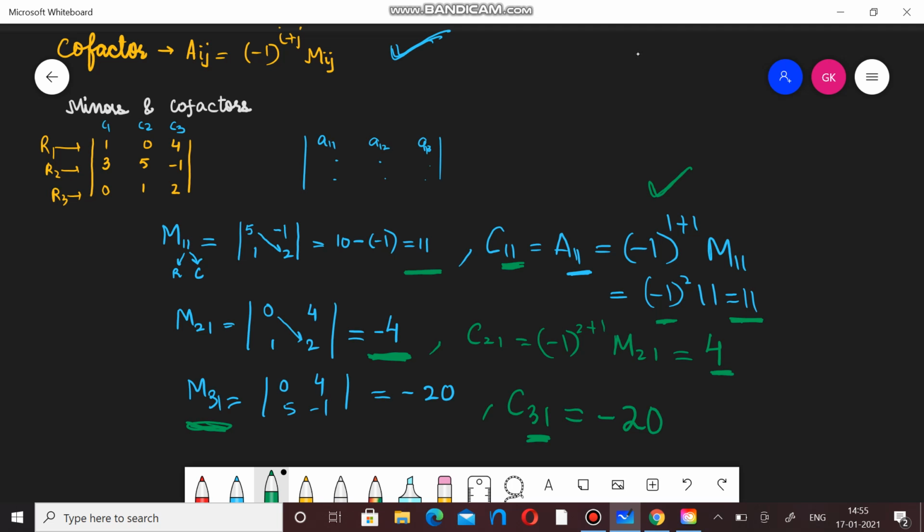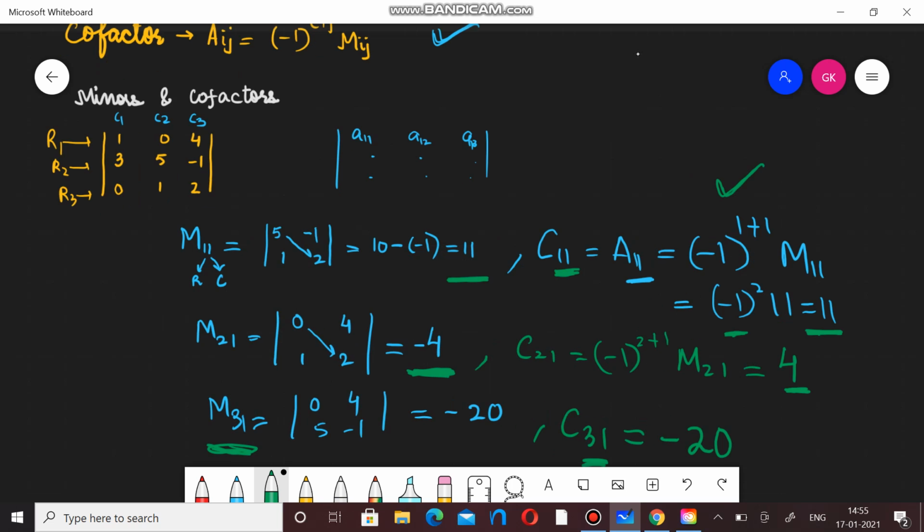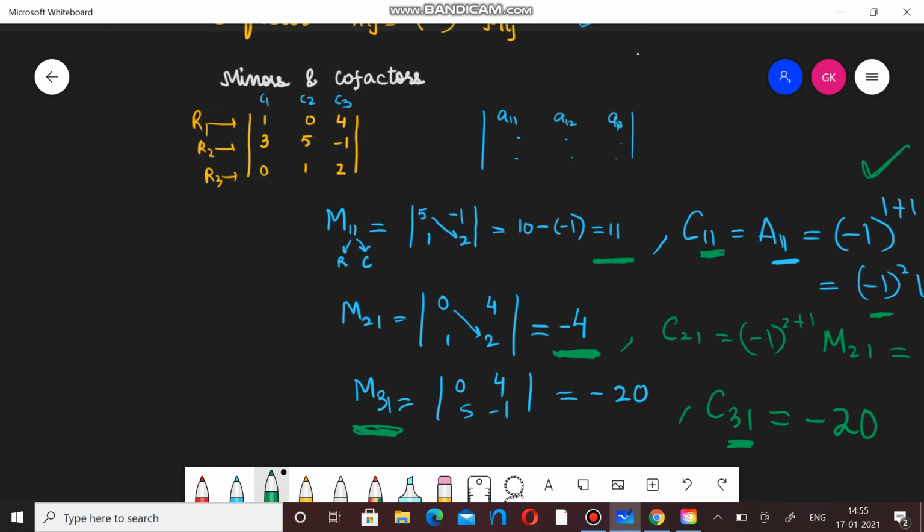Can you tell in how many elements you will have an extra negative? See over here. This is minor M11, over here M12, M13. So this will be negative. If you find out the cofactor, you will get an extra negative sign, right? For this one, M21, 2 plus 1, so extra negative here. M22 will remain with the same sign.